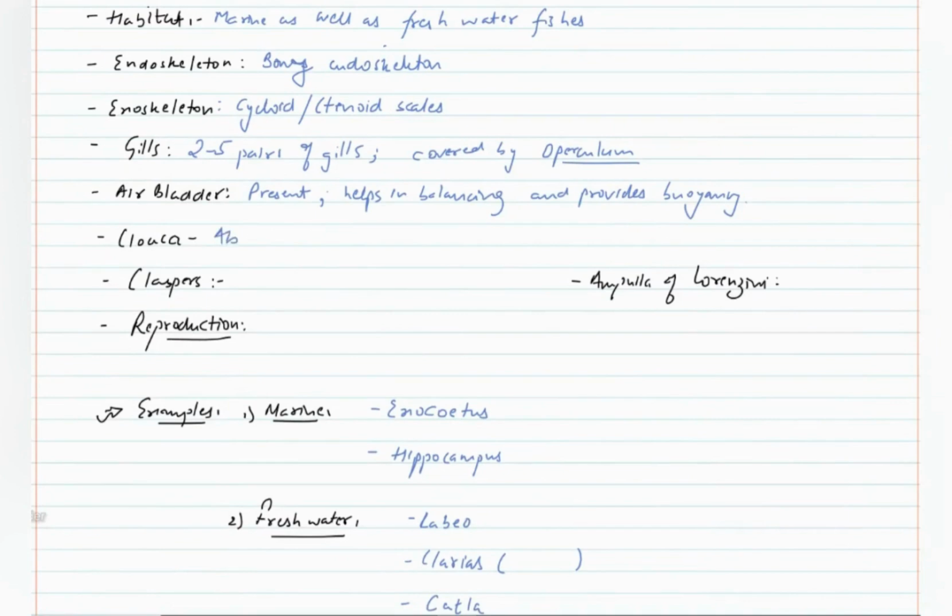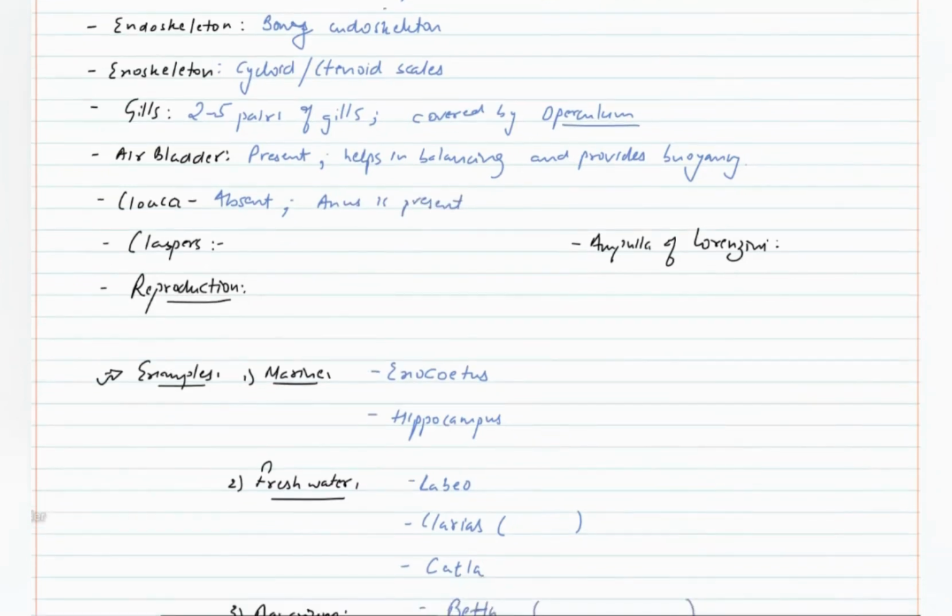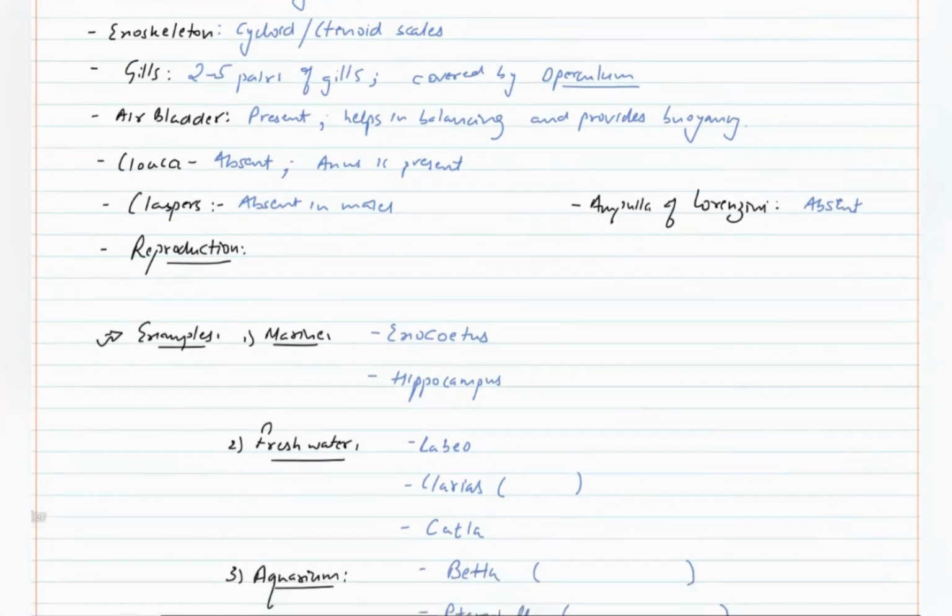Cloaca is absent. Cloaca refers to the common opening for genital organs as well as for the digestive tract. Instead, anus is present. Claspers are absent in males. Ampulla of Lorenzini is also absent. We have already discussed that it is an electroreceptor.